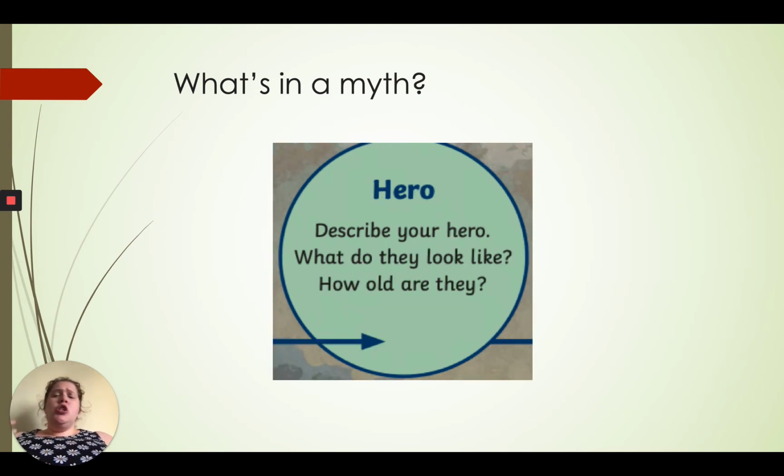Your hero. Describe your hero. Are they male? Are they female? Are they a god? What do they look like? How old are they? What do they wear? Do they have a special weapon that they carry?